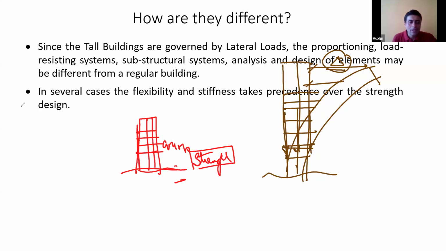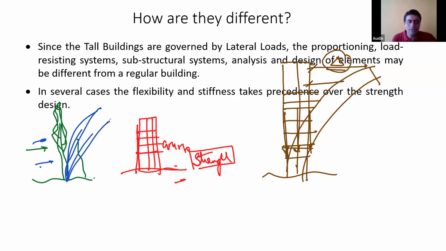Just to give you an example, what example should I give? I don't know if you have seen eucalyptus trees. Or maybe a bamboo forest. Under the effects of very heavy winds, have you seen what happens? The eucalyptus trees deform a lot. They undergo very heavy deformations, lateral deformations. Have you seen this thing?